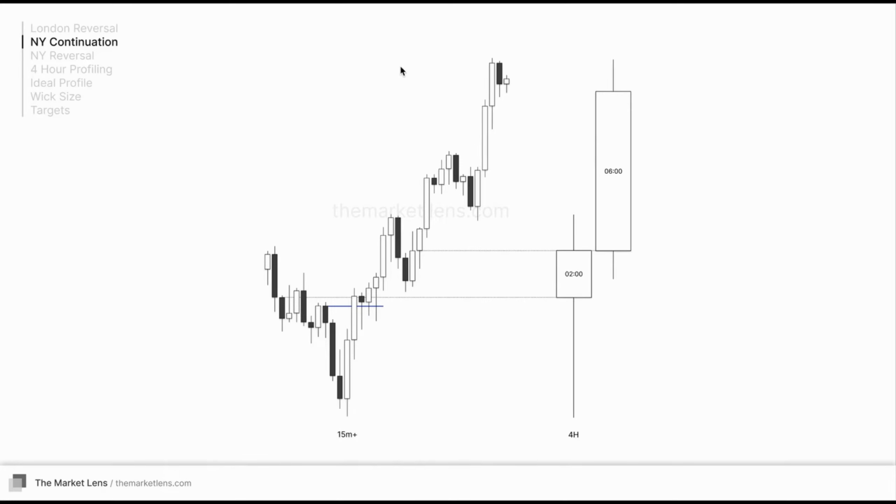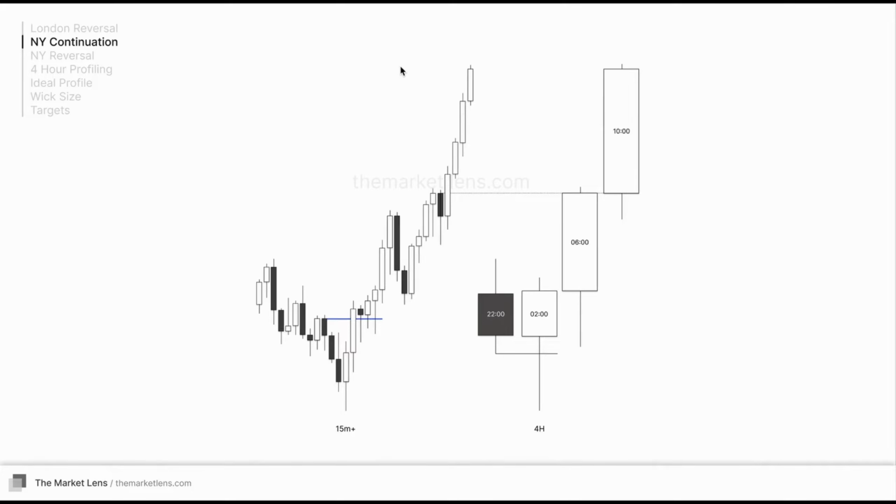Now we'll be going over New York continuation. In a New York continuation between the hours of 8 a.m. and 10 a.m., we will trade within the 6 a.m. 4-hour expansion candle, moving away from the low of the day that was created in the previous sessions. Entries will be paired with the volatility drivers to support continuation towards open objectives.